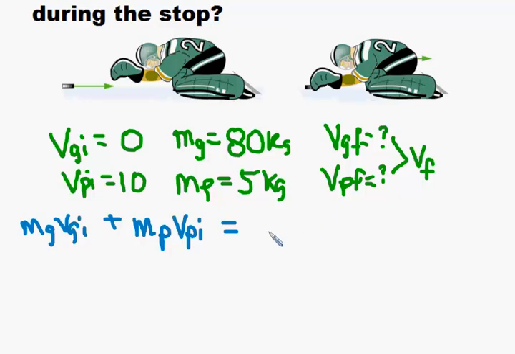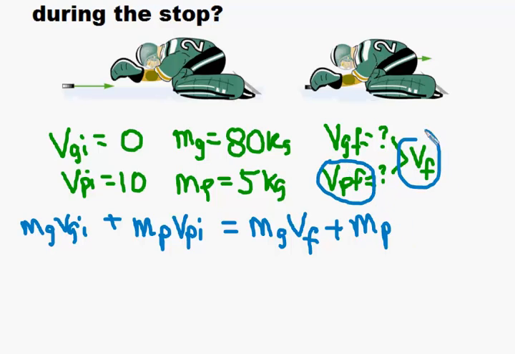Now on the right hand side, same thing for the final, mass of the goalie, velocity of the goalie final, but it's the same as this, so I'm just going to put final velocity right here. All right, and then mass of the puck times velocity of the puck final, velocity final, because it's the same for both.